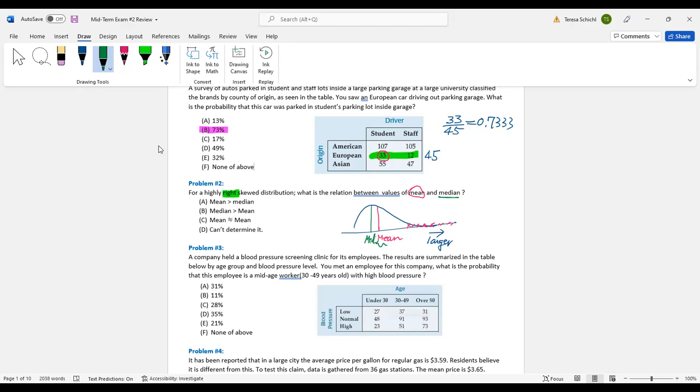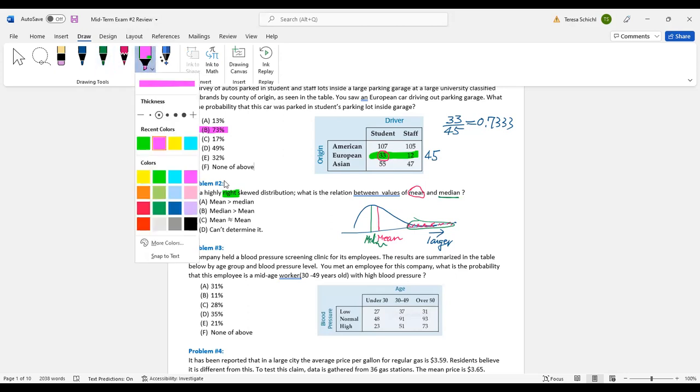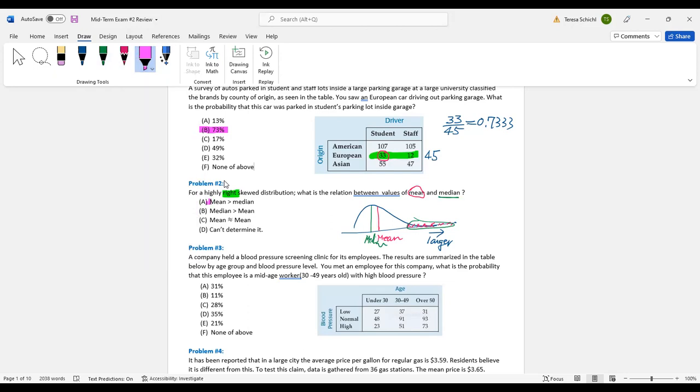It's because of the right tail. A right skew means you have a right tail, and that right tail holds the larger numbers. The mean is when you add all those numbers and divide by how many there are, so those large numbers will influence the mean. So what will be our answer? The mean is going to be greater than the median.